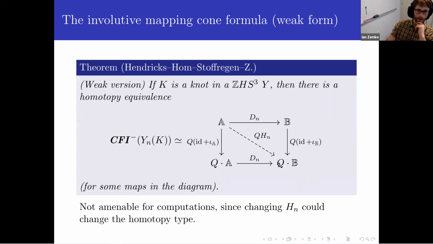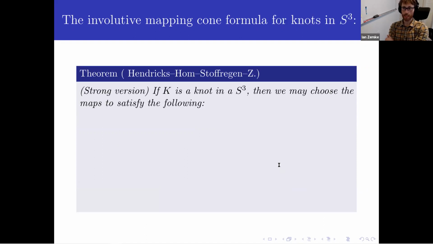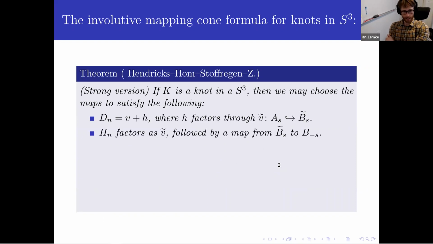This form is not amenable to computations, but I will tell you a form that holds for knots in S3, which is amenable to computations. And the secret is the following. DN is Ozsváth and Szabó's mapping cone formula map; you just take the same map as theirs. HN, the key here is that this actually factors.